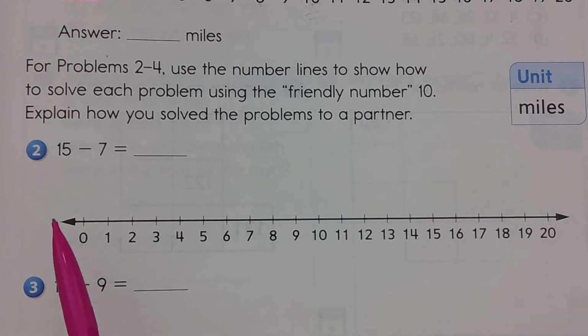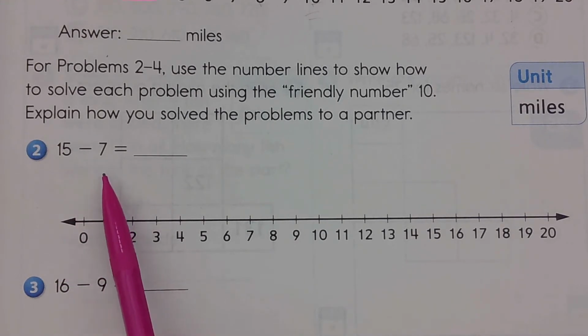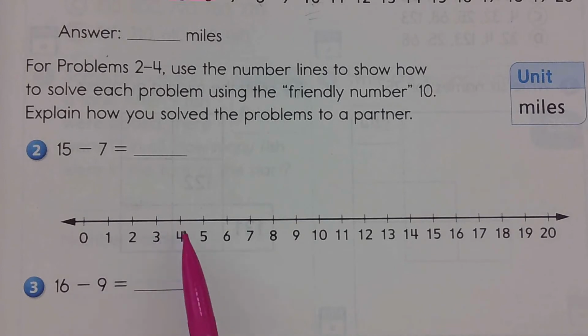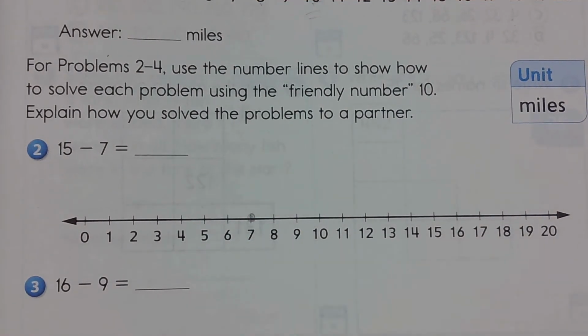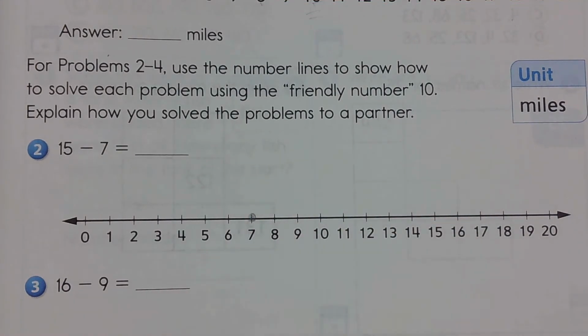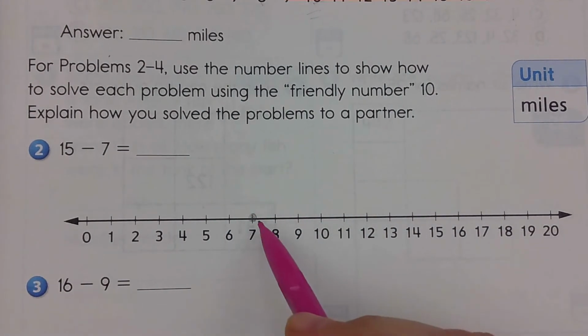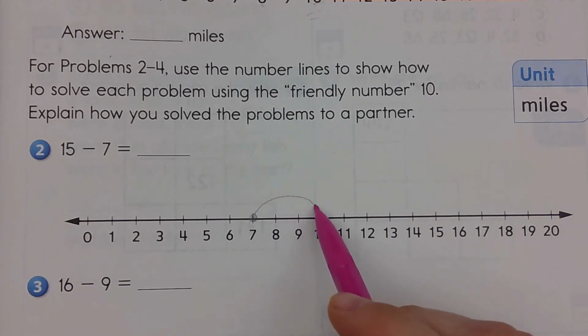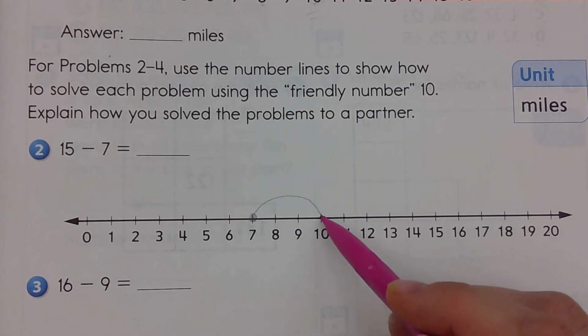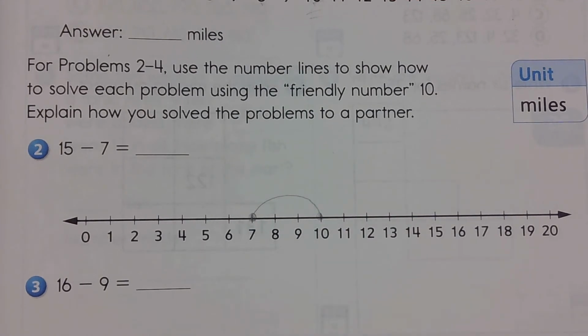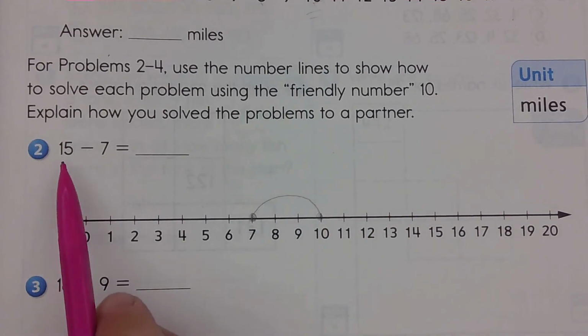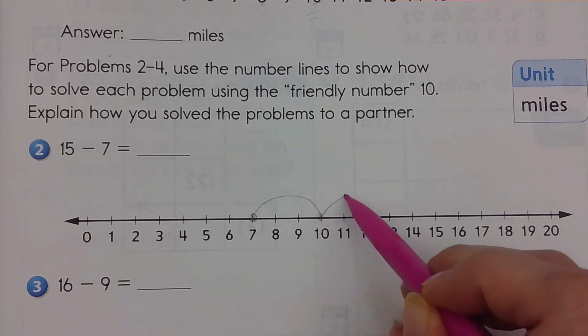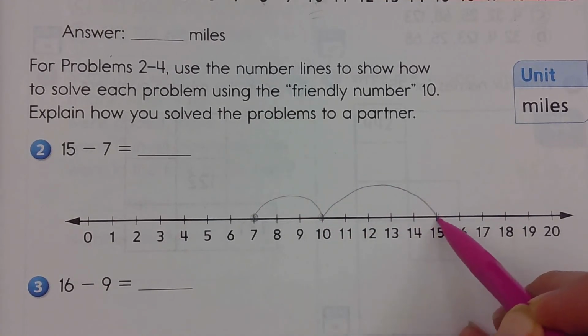So the first thing that we want to do for 15 minus 7, using the going up through 10 strategy, is start out on number 7. So go ahead and put a dot on number 7. And since we're going through 10, because 10 is a friendly number, we're going to hop over to 10. Put another dot if you want to. Then we're going to continue all the way to my original number, which was 15. Let's go ahead and make an arc all the way to 15.